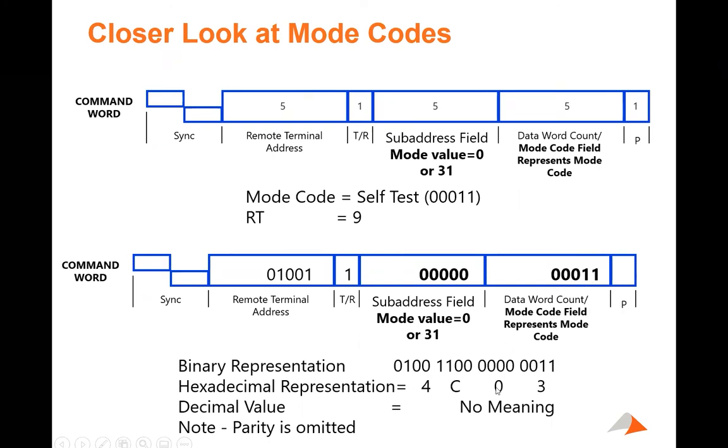You're looking at the hexadecimal representation for C03. Of course, decimal has no meaning here, and of course, the binary is always there. So when you're thinking about mode codes, this isn't a real aha moment, but that's the type of thing you'll be seeing with a command word.